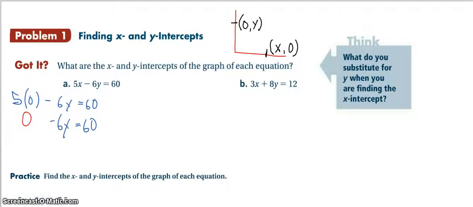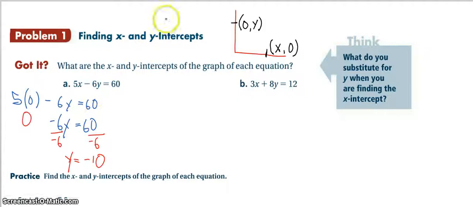So when I plug in 0 for my x in my first equation here, my 5 times 0 obviously gives me 0. So then my negative stays with my 6. So I have negative 6y is equal to 60. Because this is multiplied, I know that I should divide. And when I divide a positive by a negative, that means it's going to become negative. And that gives me a y-intercept of negative 10. So that tells me where my line would cross my y-axis.